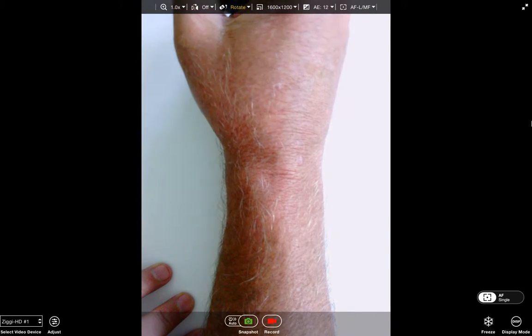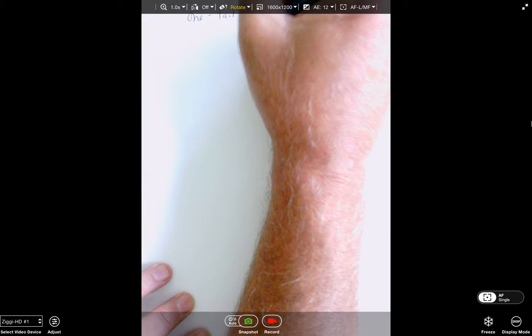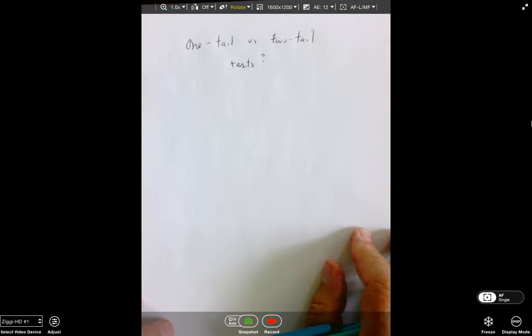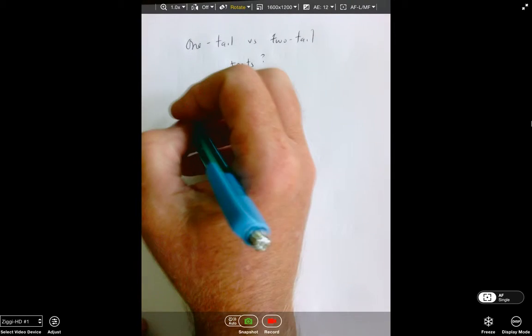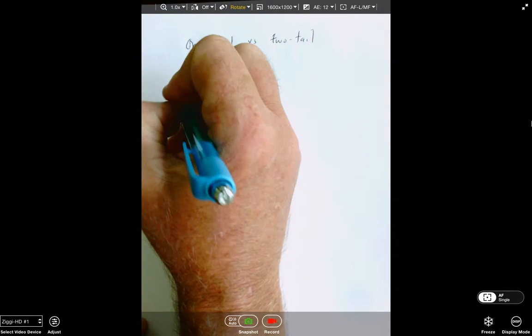All right, guys, going to wrap this up now. Just threw something at you. One tail, two tail. What's up with the whole one tail versus two tail test? What's up with all that? It's something I'm going to teach more in the next video. But just for understanding one tail, two tail, let's keep it simple at first.